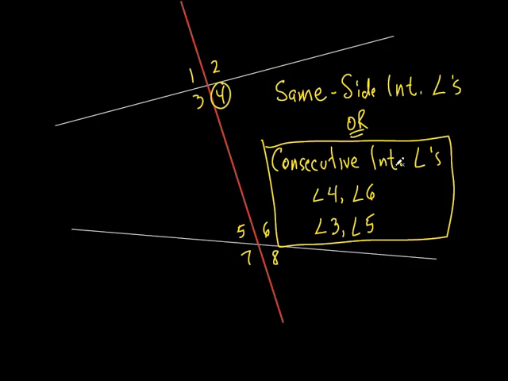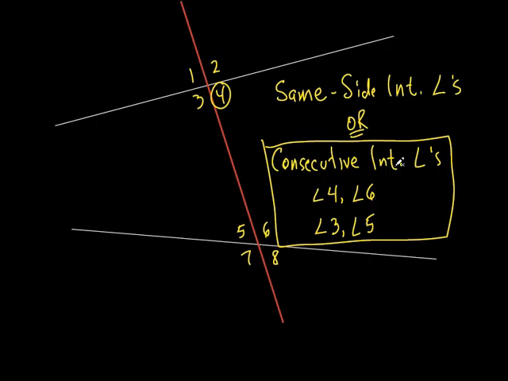So those are 4 types. Let's run through them again. What was the first type we talked about? Corresponding. Corresponding angles are the first ones. Okay? How many pairs of corresponding angles are there? It's 4 of them.